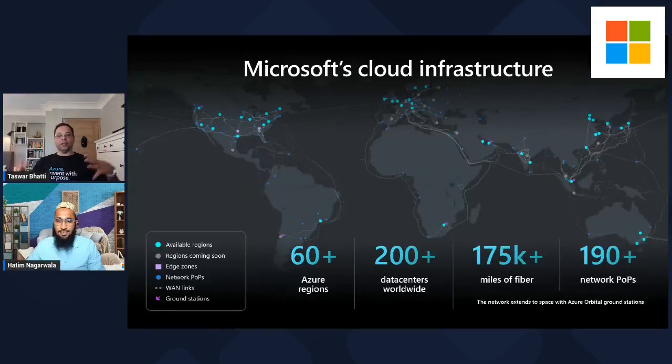Let me just share my slide. So as you may know, there are 60 plus Azure regions. What does it mean, regions? Regions are basically a location, a physical location of a data center. That's what we call a region.